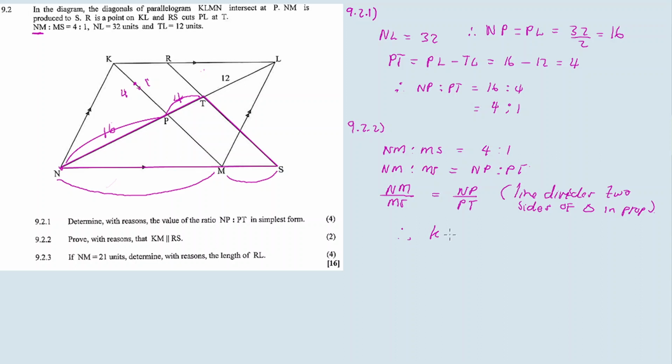Therefore we can conclude that PM is parallel to TS. But because PM and KM are on the same straight line, and RS and TS are on the same straight line, therefore we can conclude that KM is parallel to RS. So now you answer it together.